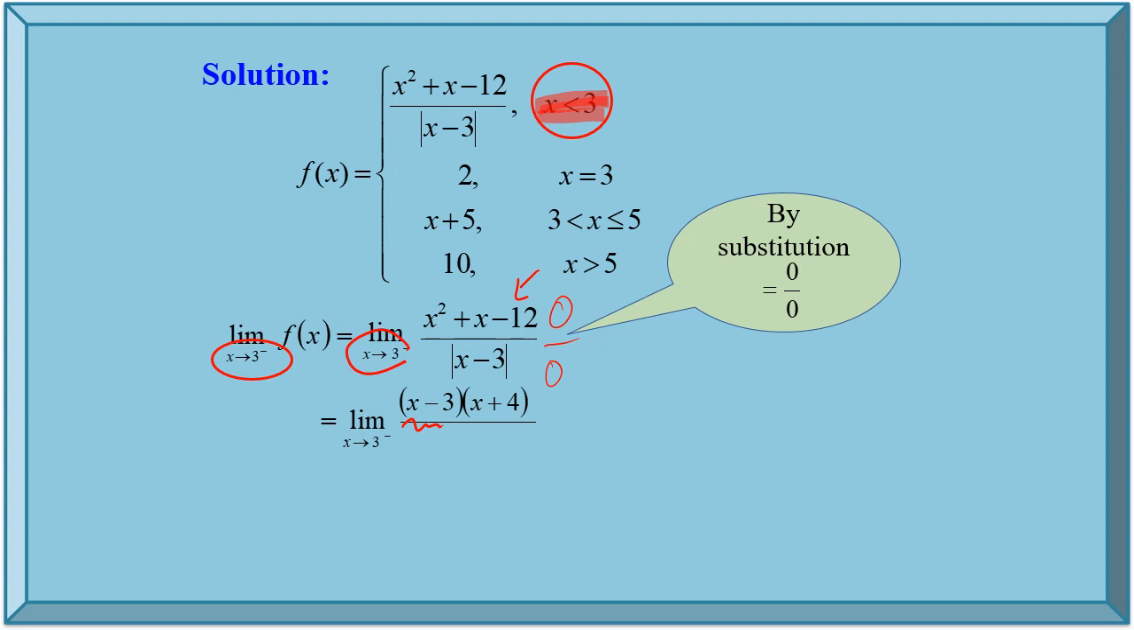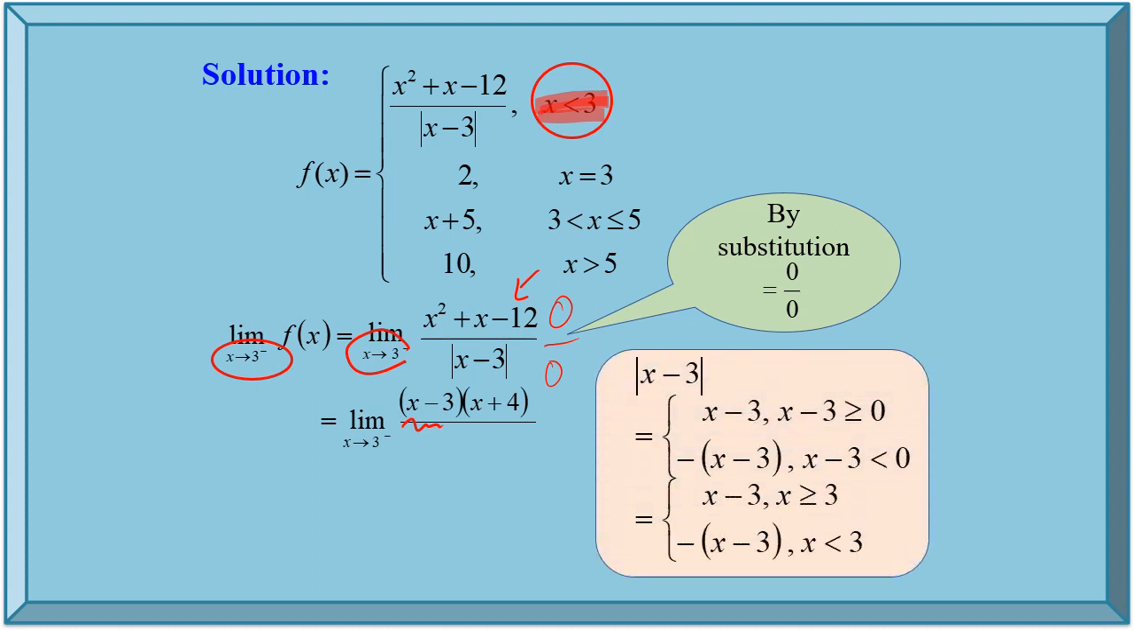We get x minus 3 multiplied with x plus 4, and divide by x, the absolute value of x minus 3, which is an absolute function. We can divide into the piecewise form. So it will be x minus 3 for x more than or equal to 3, and negative of x minus 3 for x less than 3, the domain. So here is the left side of 3, right? Left side of 3 means we have to use the second one, which is negative of x minus 3. So we are dividing with negative of x minus 3.